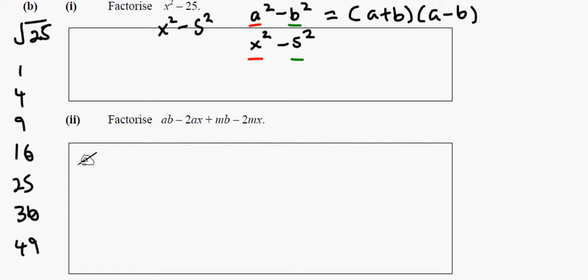So what we can do here is we can just write out the formula. This is going to be x plus 5, and then it's going to be x minus 5. So your answer is going to be x plus 5, x minus 5.